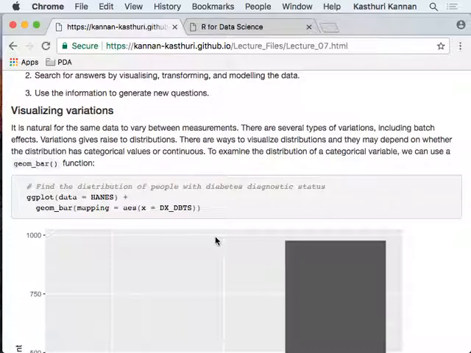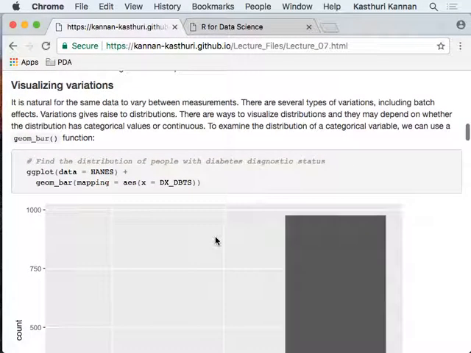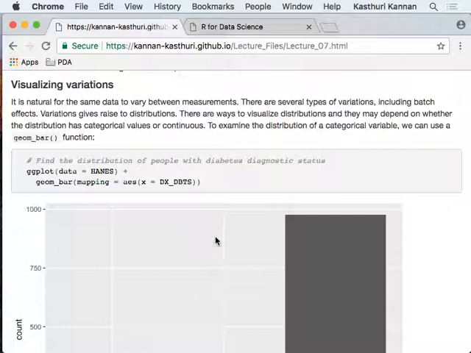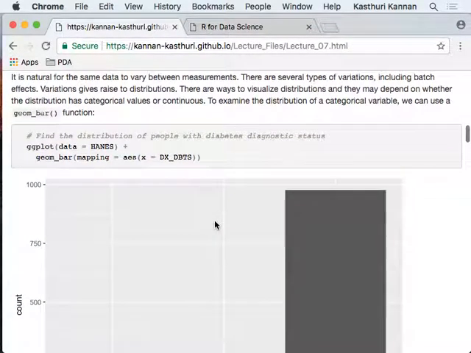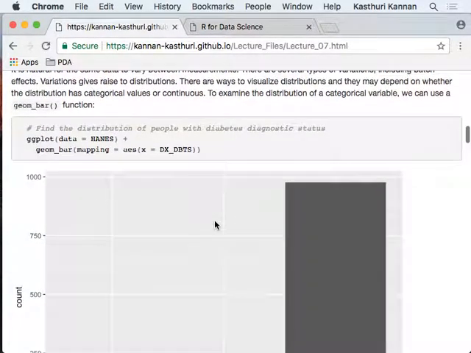And there are always ways to visualize the distributions, right? These variations are the source of your distribution. Data is a distribution: how many times a particular value appears. You can think of that as a distribution. And there are essentially two types of distributions depending on your variable. Either it is a continuous variable or a categorical variable. A categorical variable will have a fixed set of values, and a continuous variable can take a range of values.